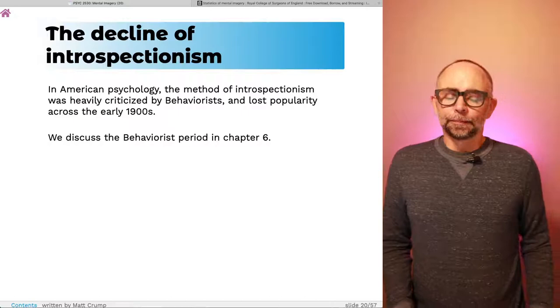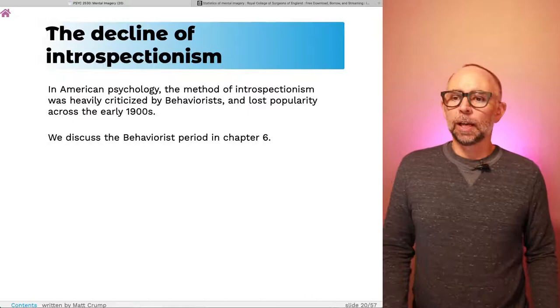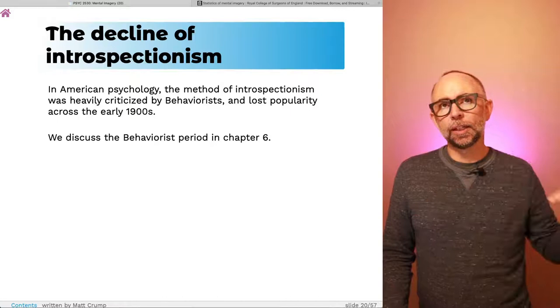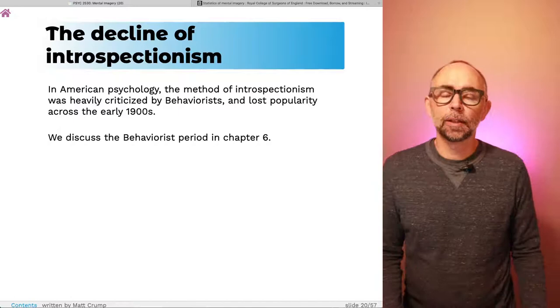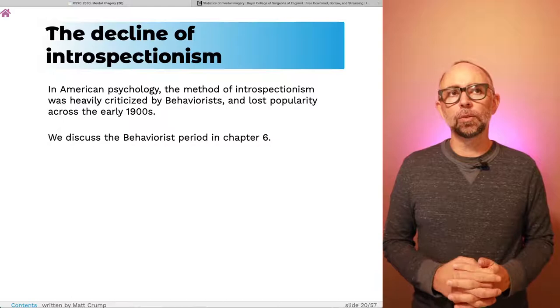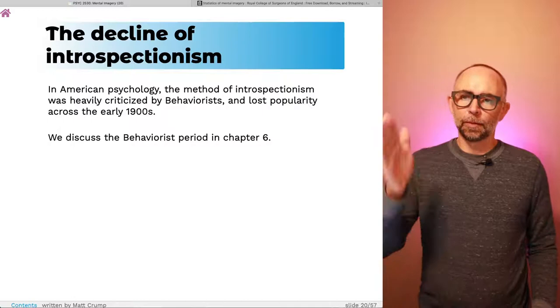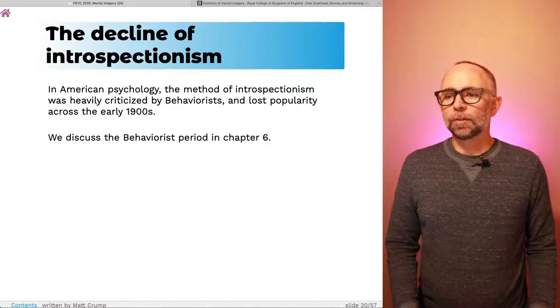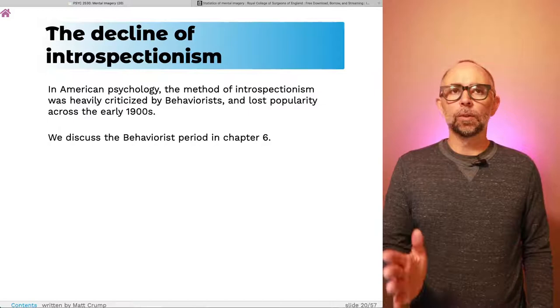Because of these issues with introspectionism as a method in psychology, it had some popularity in the early 1900s, and it declined in popularity for several reasons. For one, it was criticized by the behaviorists, and we'll discuss this school of psychology that came to prominence in the 20s, 30s, and 40s in chapter 6. For those of you that are familiar with the history of psychology, this is tracing out some of the contours of that. And we will continue to do that in the textbook.